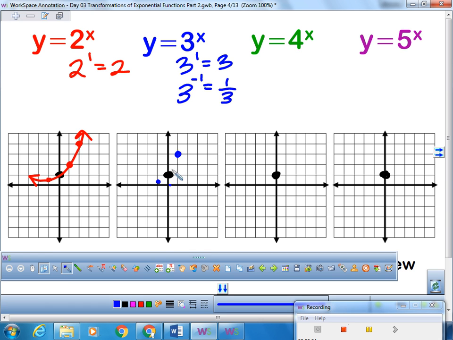So this one is this. Next one's green, so same thing. I'm going to go over 1, but this time I'm going to go up 4. 1, 2, 3, 4. And when I go to the left one, I'm going to go up a 4th. Are we seeing the connection?